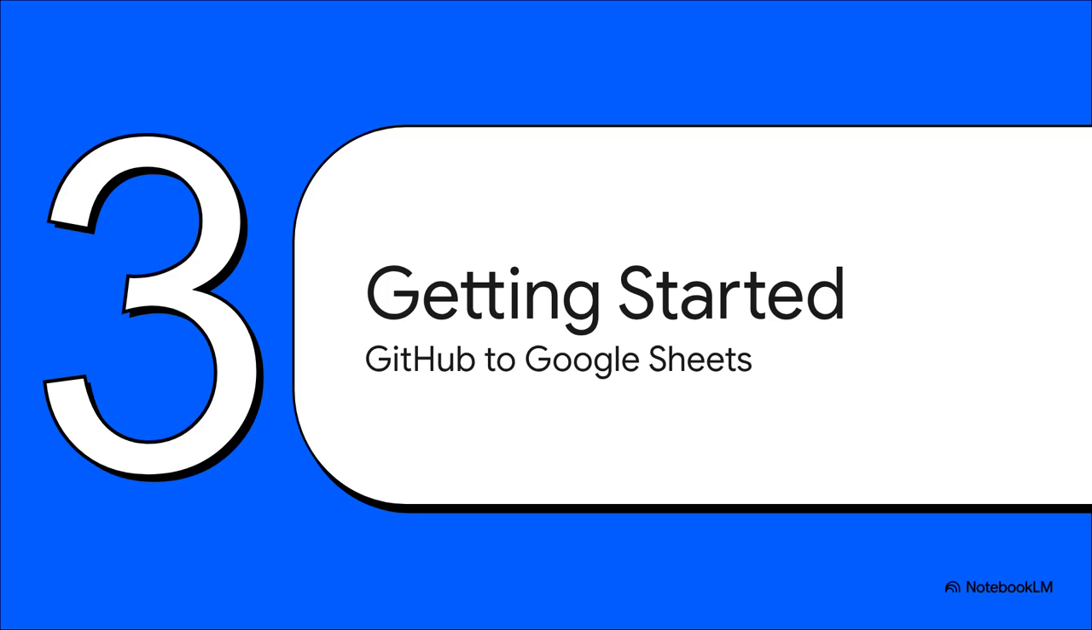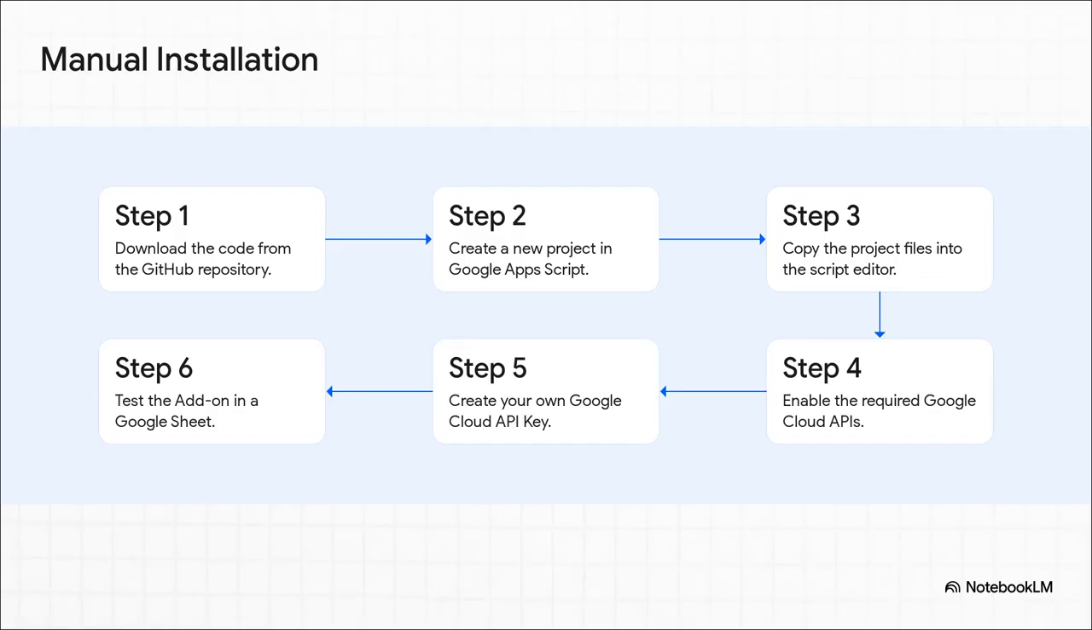Since the tool is in open beta right now, the whole process kicks off over on GitHub. Now, don't let the phrase manual installation scare you off. Because it's in open beta before it hits the official Google Marketplace, there are just a few steps. You basically download the code from GitHub, you create a new project in Google Apps Script, and you just paste the files in. The documentation walks you through everything, step by step.